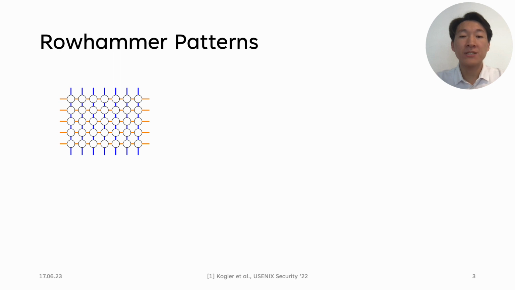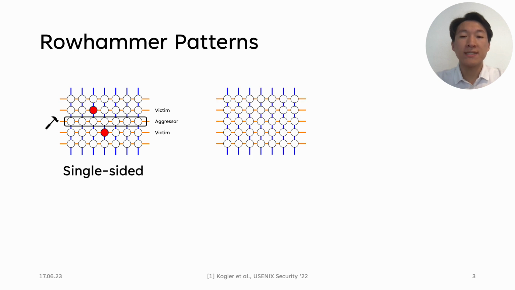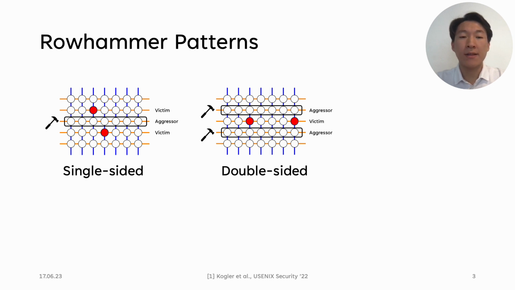Initially, the Rowhammer study used single-sided patterns, where a single aggressor was activated and the adjacent rows above and below it were the victims. This is known as the single-sided pattern. Subsequent studies have revealed that the underlying mechanism of Rowhammer, which is charge leakage, is amplified if the victim row is sandwiched between the aggressor rows. This is referred to as a double-sided pattern.